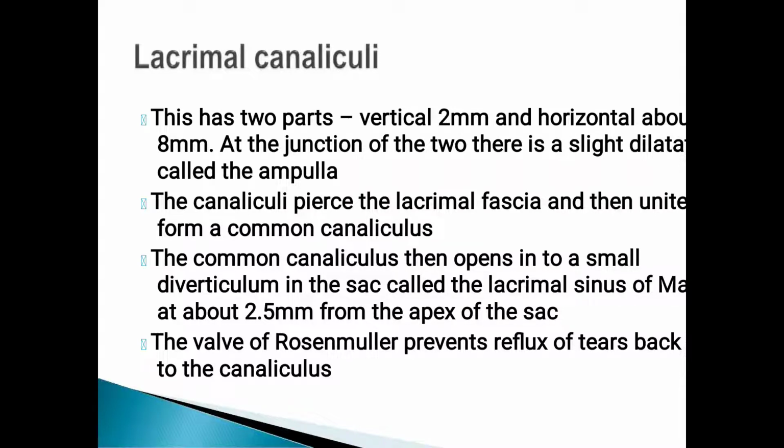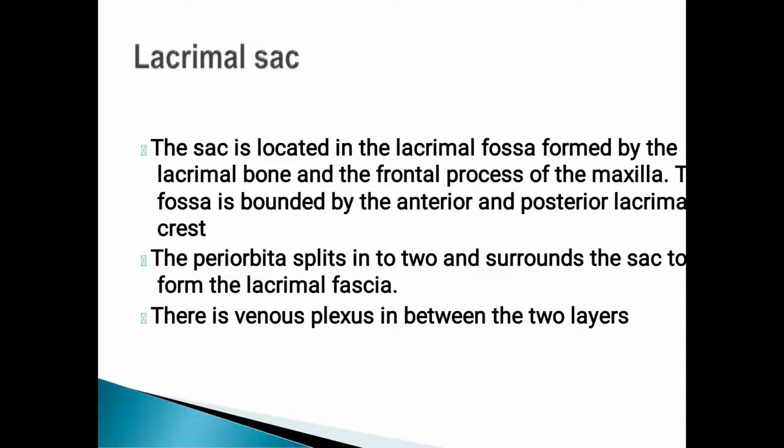The common canaliculus then opens into a small diverticulum in the sac called the lacrimal sinus, at about 2.5 millimeter from the apex of the sac. And the valve of Rosenmuller prevents the reflux of tears back into the canaliculus. The lacrimal sac is situated in the lacrimal fossa formed by the lacrimal bone and the frontal process of maxilla. The fossa is bounded by the anterior and posterior lacrimal crest.